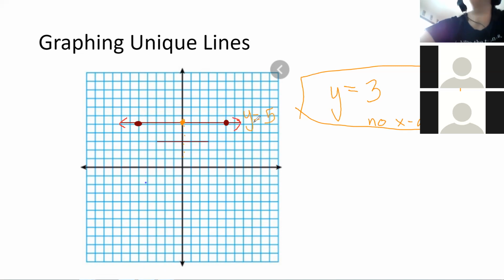If I wanted to do y equals 3, I would have to do a horizontal line at y equals 3. Yep, very good. You guys did it, a lot of you did it really well. But those types of lines are just your horizontal lines.